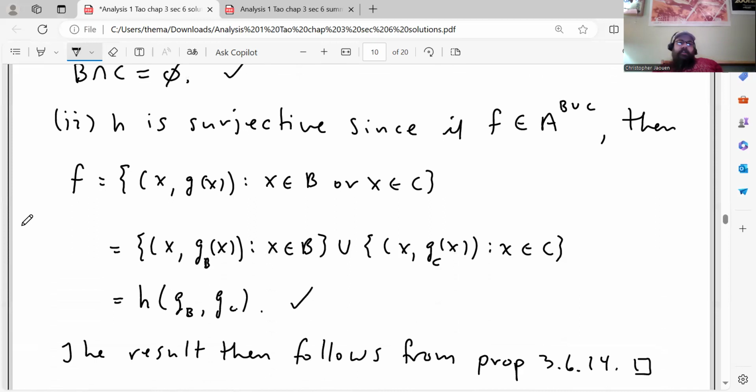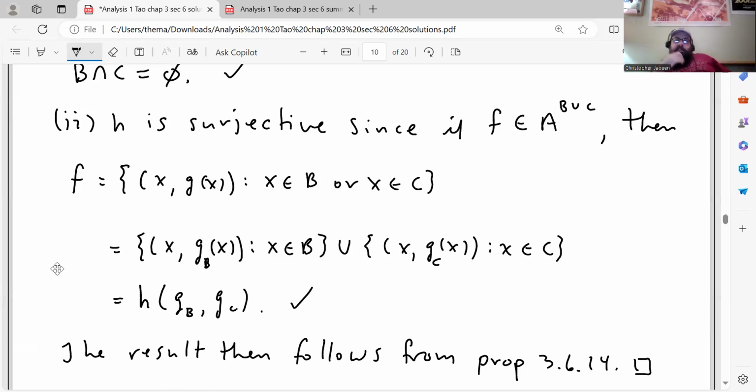Part two, H is surjective, since if F is an element of the set of all functions from B union C to A, let me just make sure that the audio is still going. Okay, then the graph of F is the set of ordered pairs (X, F of X), where X is in B or X is in C, and you can break that up into a union.